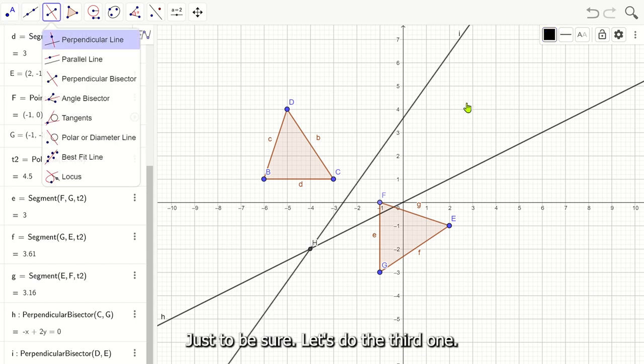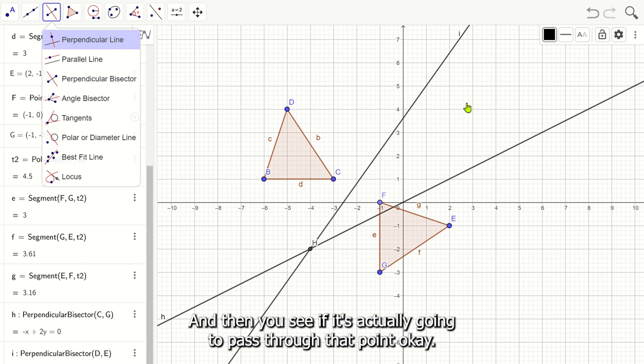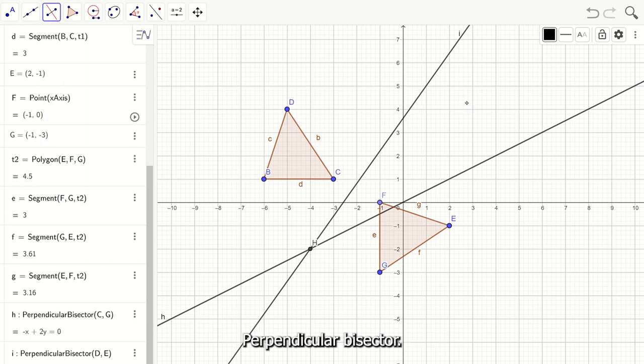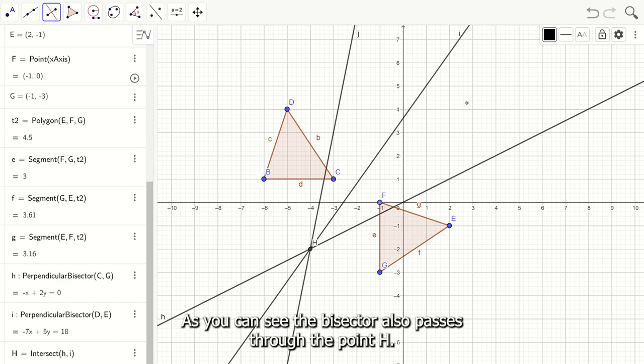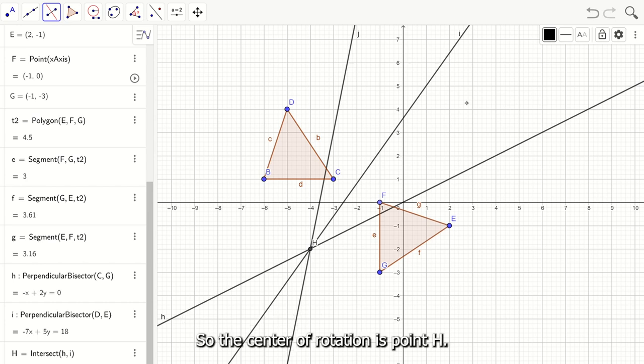Just to be sure, let's do the third one, and then you see if it's actually going to pass through that point. Okay, perpendicular bisector, we're looking at B and F right now. So let's go ahead and look at B and F. As you can see, the bisector also passes through the point H. So the center of our rotation is point H.